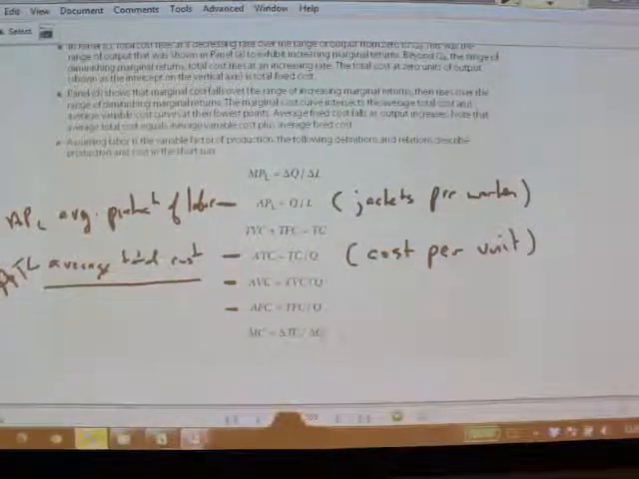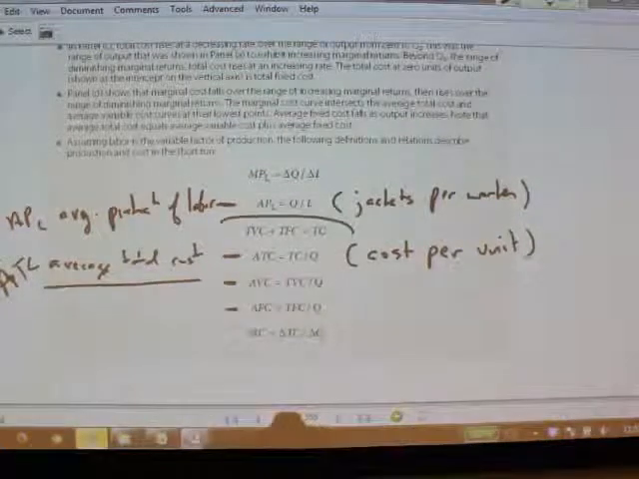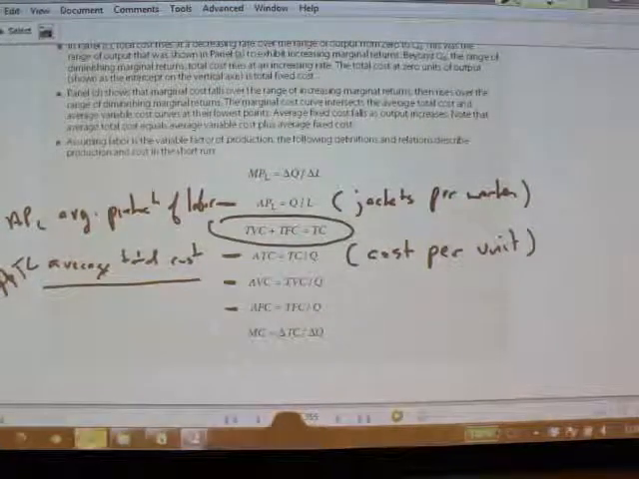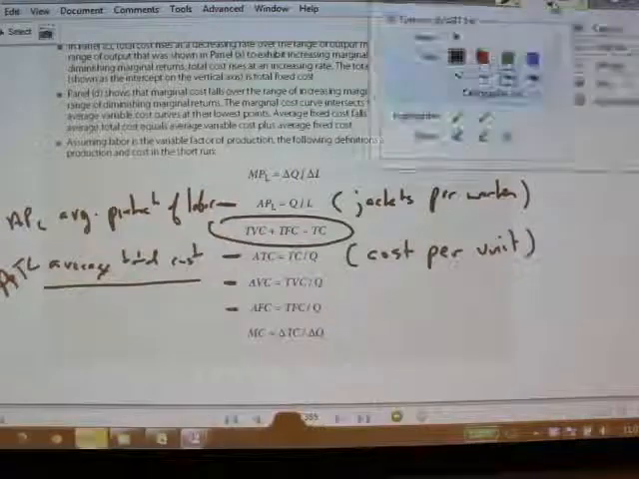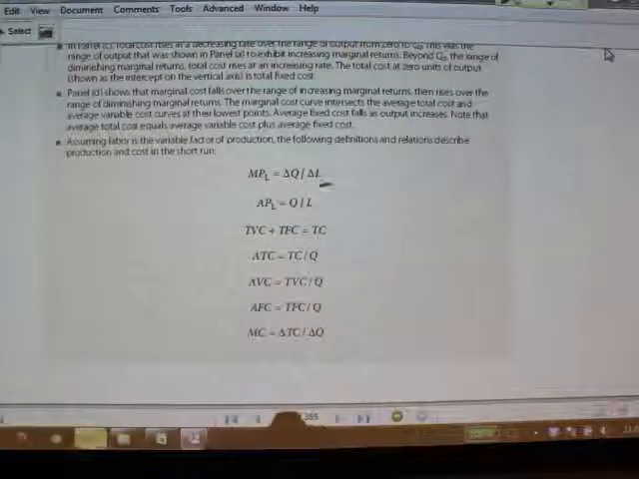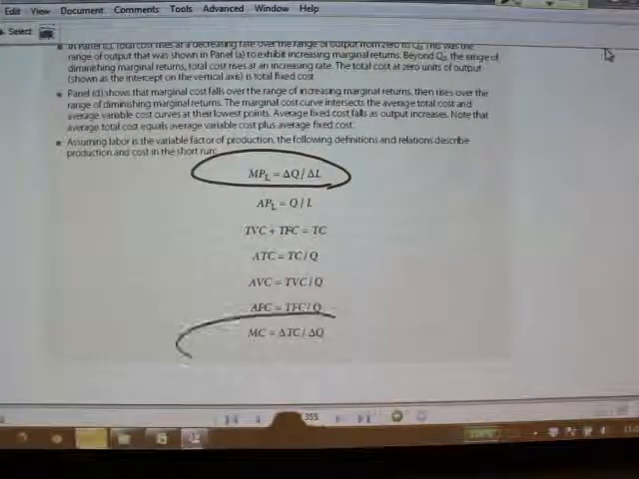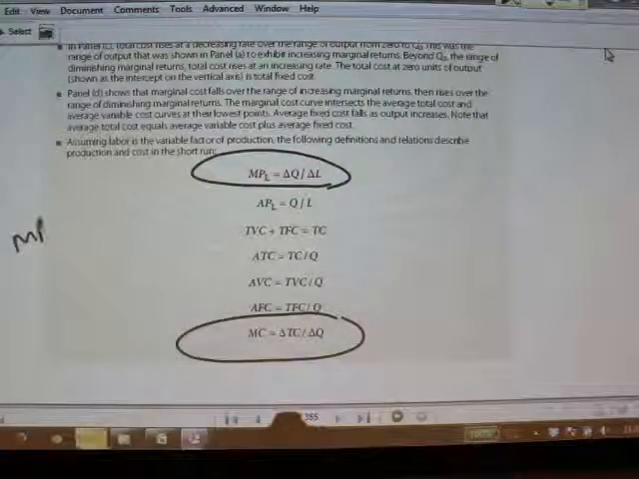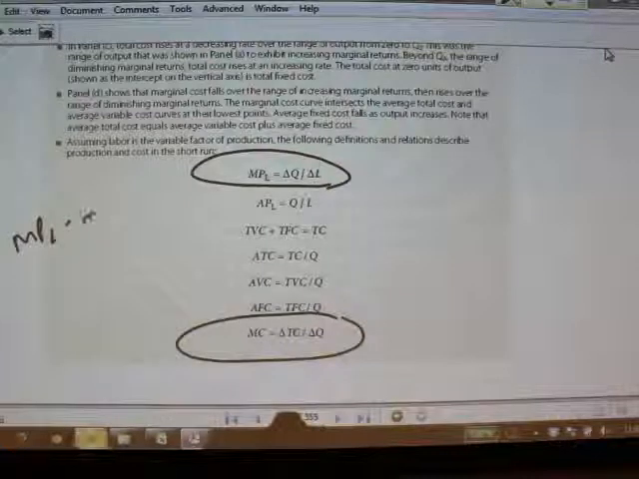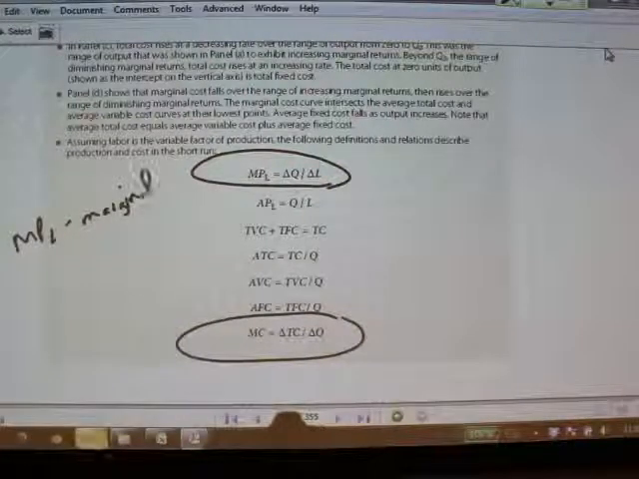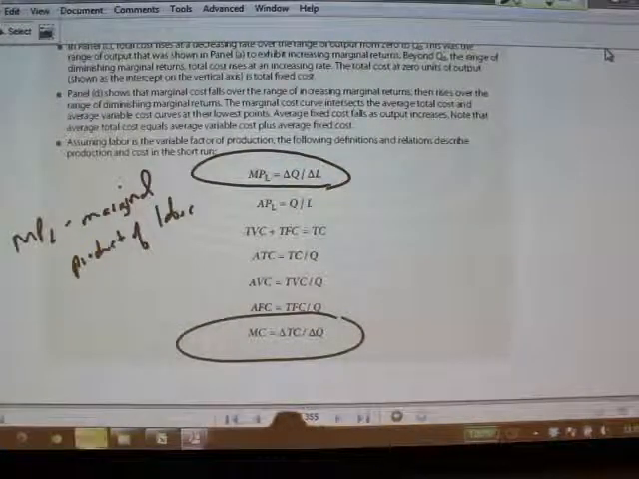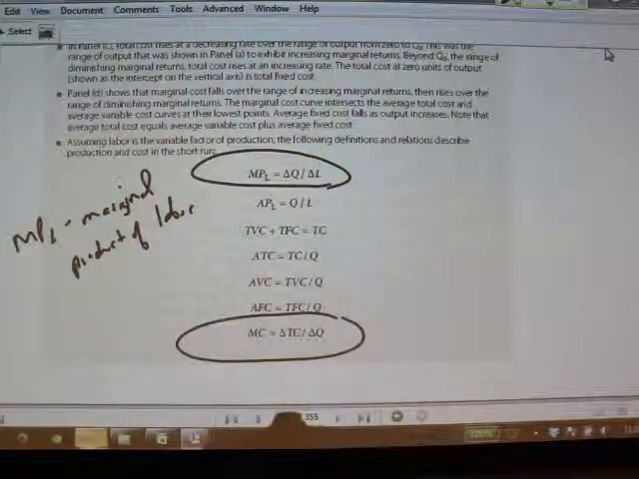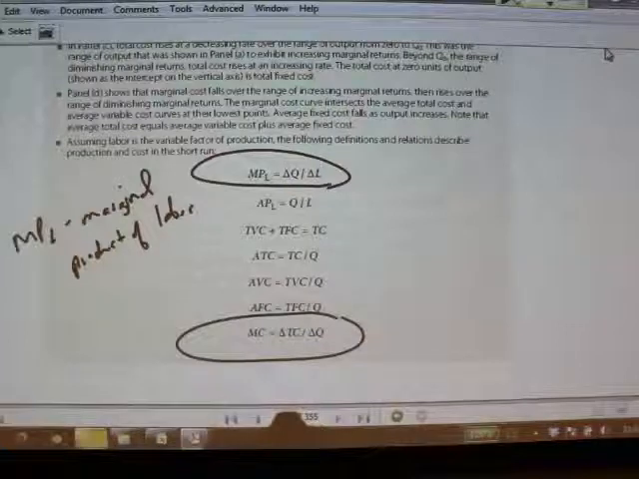So we've talked about the averages. We've talked about this relationship. The only two that remain are marginals. We have the marginal product of labor and the marginal cost. So MPL is marginal product of labor, and it's the additional output from hiring additional workers.